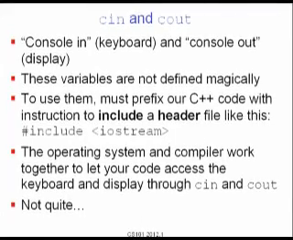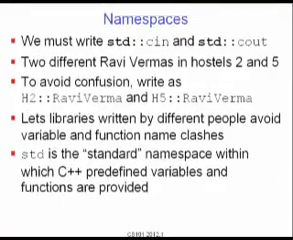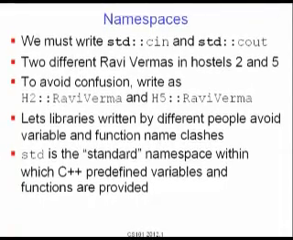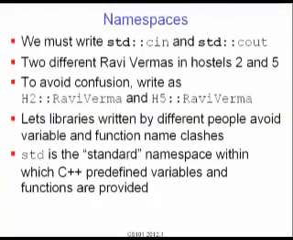like #include <iostream>. And this doesn't quite work because there are these things called namespaces. Suppose there are two Ravi Varmas in IIT, they live in hostels 2 and 5. To avoid confusion, they have different roll numbers. But if you haven't assigned them numeric roll numbers, an easier way to deal with the ambiguity is to say H2::Ravi Varma or H5::Ravi Varma.